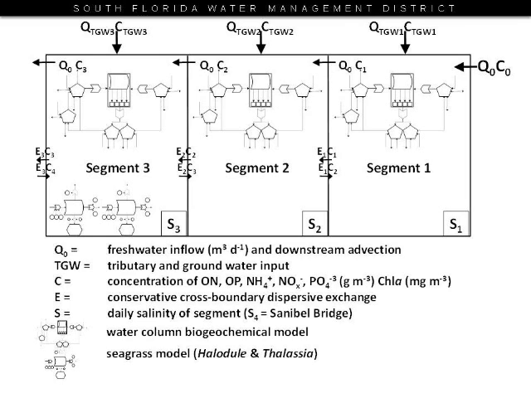As I mentioned, we have a daily salinity time series in each of the segments. There's also an S4, which is salinity at the downstream boundary. Finally, this downstream segment includes models for Thalassia and Halodule.